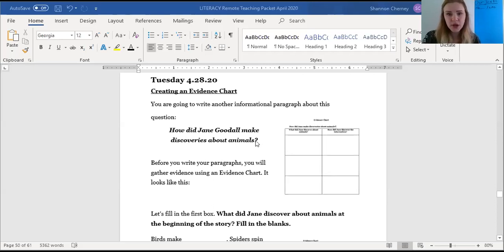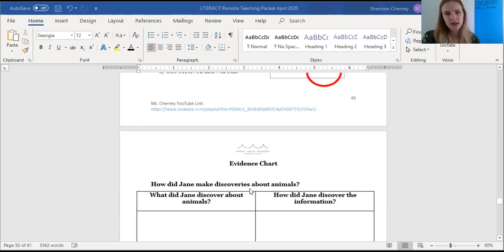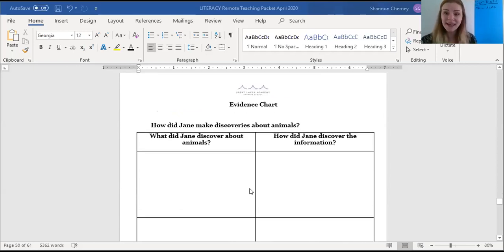Before we answer that question, though, we're going to make a chart that looks a little bit like this. If you have your printed packet, you're going to find this evidence chart at the end of your work for today. If it's easier, you can rip this page out and work from there, or you can just keep it in and keep turning back to your evidence chart. If you don't have it printed, voila, I'm going to show you how to make your own.